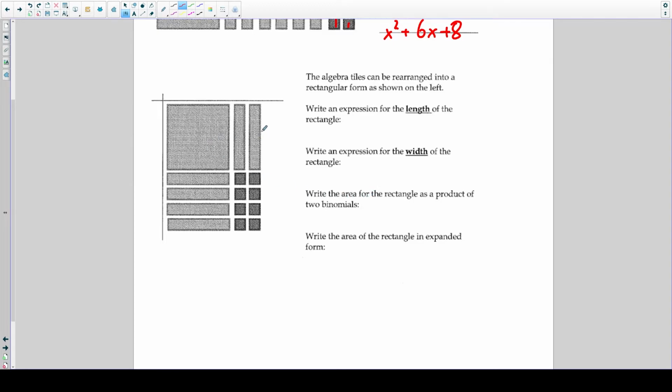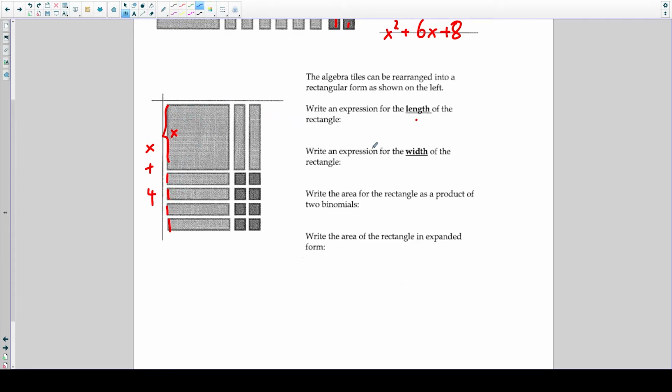What we can do with those algebra tiles is rearrange them into a rectangular form as shown right here. Now we need to be able to write an expression for the length of this rectangle. Looking at the length coming down the side here, we can see that this length is going to be x, and we have 1, 2, 3, 4 lengths of positive 1. So we have x plus 4 as the length of this side.